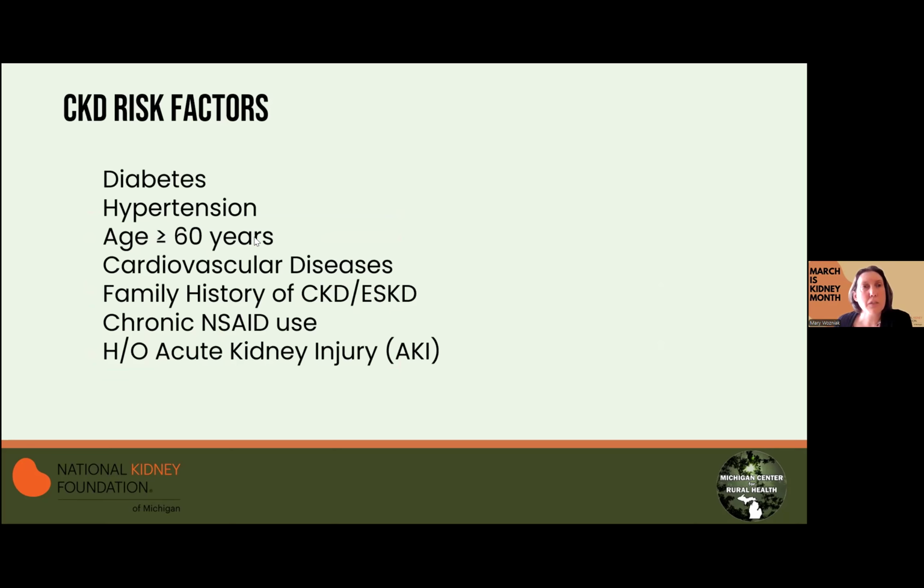These are the main risk factors for developing chronic kidney disease, the top 2 certainly being diabetes and hypertension. That accounts for about 64% of all the kidney failure cases in the United States, as well as older age, having a cardiovascular disease, and having family history of kidney disease as well. Chronic NSAID use, like ibuprofen, can also damage the kidneys over time. And people who have a history of acute kidney injury, so for example, if they were hospitalized, they're also at greater risk and should be followed up after that AKI event to check if their kidney damage is progressive or not.